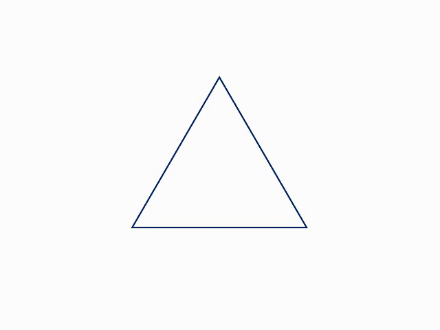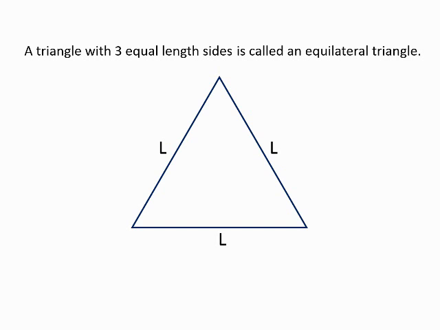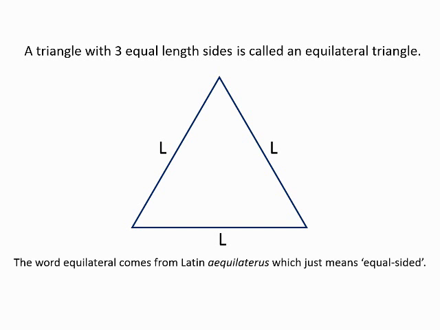Let's take a look at the different types of triangles. A triangle with 3 equal length sides is called an equilateral triangle. The word equilateral comes from Latin equilateris, which just means equal-sided. An equilateral triangle also has 3 equal angles.